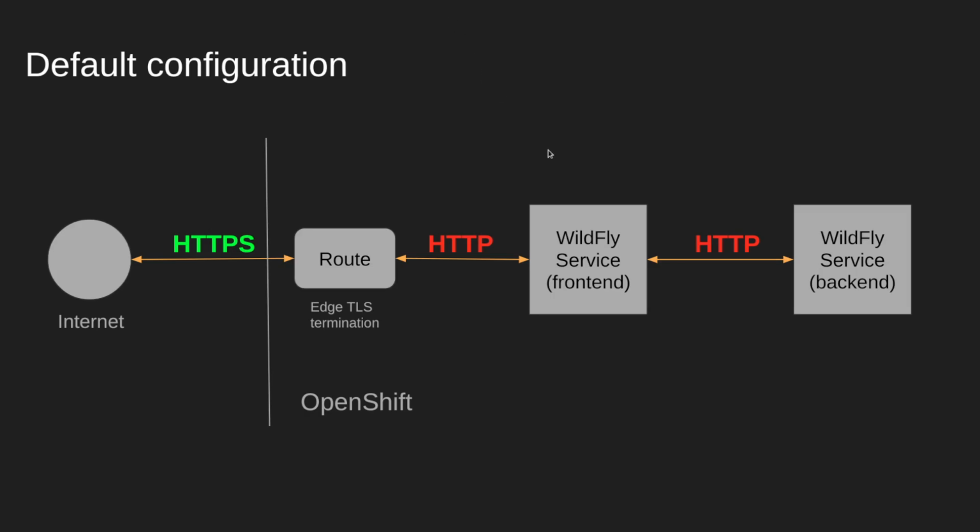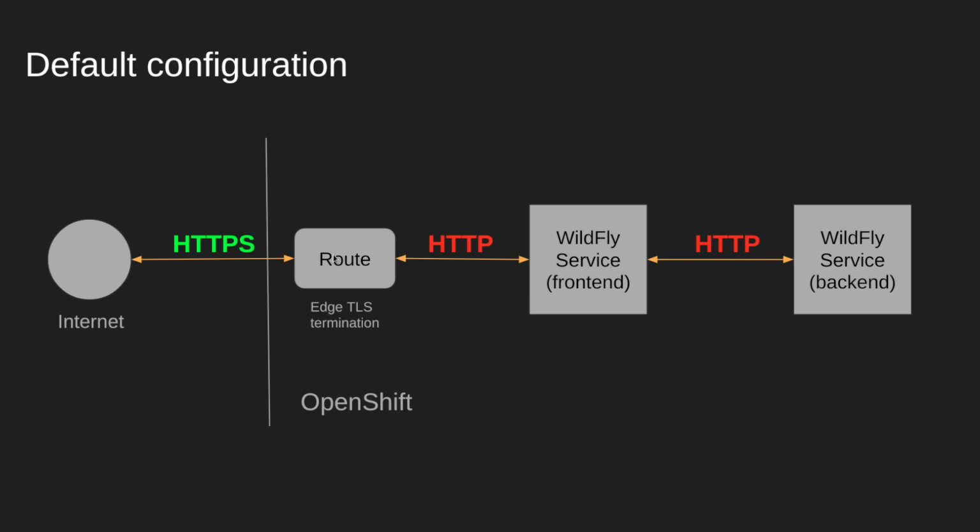Okay, this is the scenario we are going to work on. I have already deployed everything in my OpenShift cluster, a cluster from Red Hat Developer Sandbox. I have deployed two WildFly microservices, one which acts as a front end and the second as the backend. The front end accesses the backend by using MicroProfile REST client, and the front end is exposed to the external world by using a route.